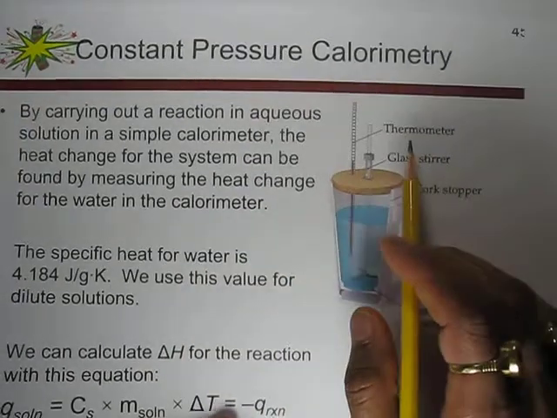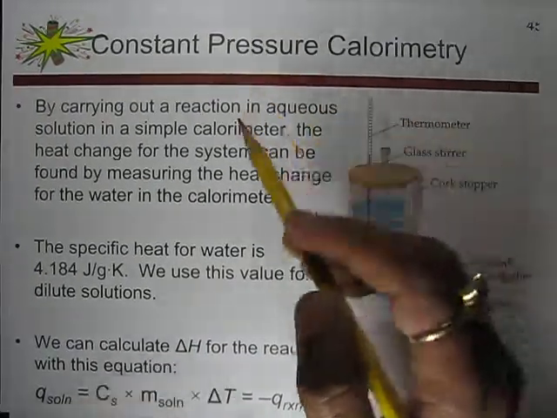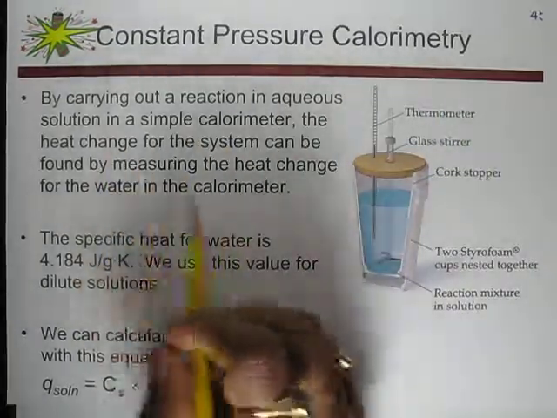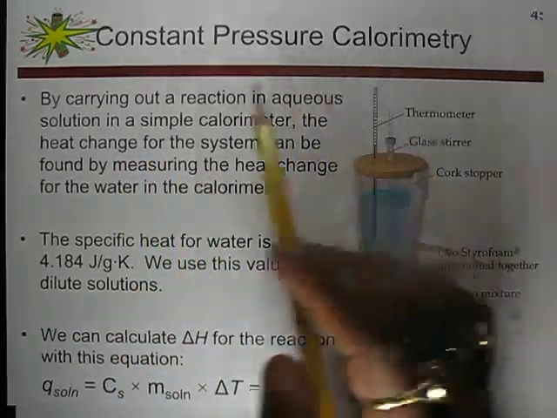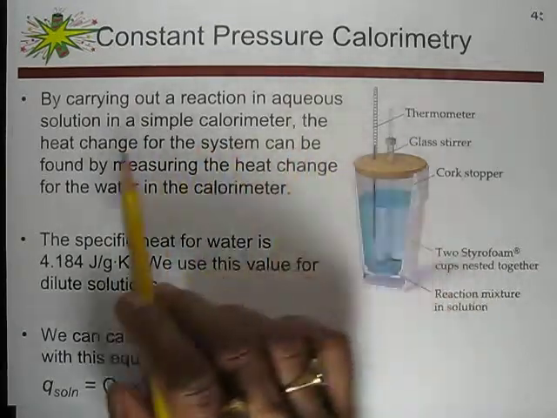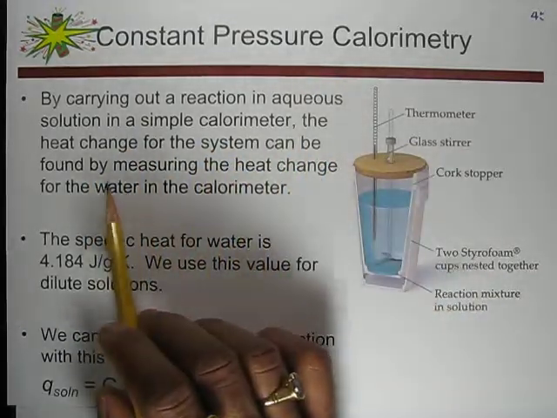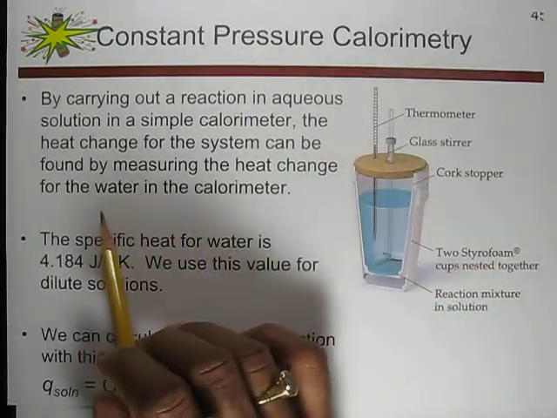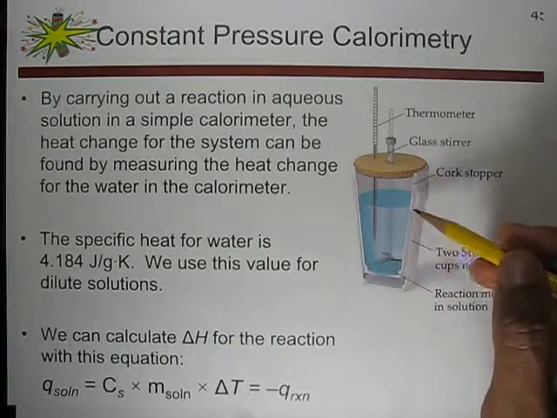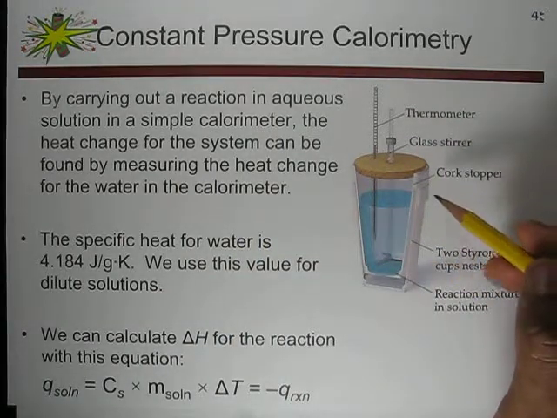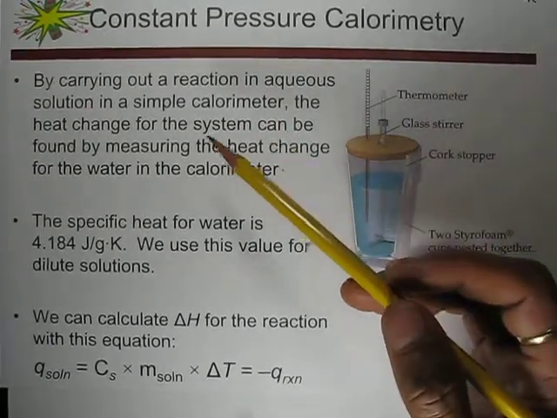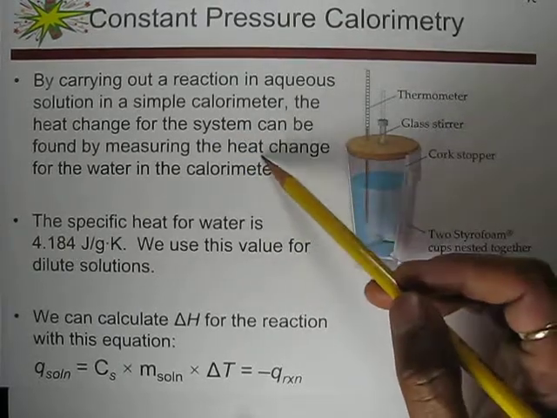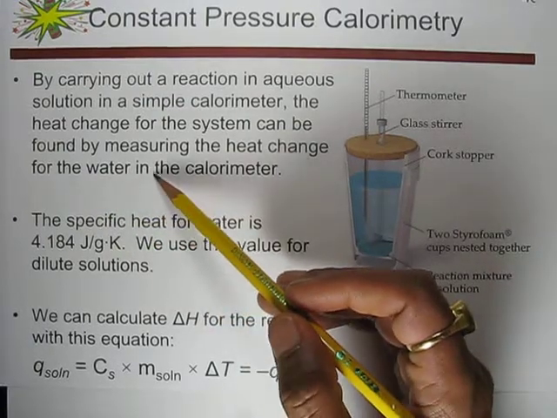And let's talk again about constant pressure calorimetry. Constant pressure calorimetry is used by carrying out a reaction in aqueous solution. When we do a reaction in aqueous solution, in a simple calorimeter, the heat change of a system can be found by measuring the heat change for the water in the calorimeter. So we are talking about the reaction in the water, and the heat change will be equal to that in the water.